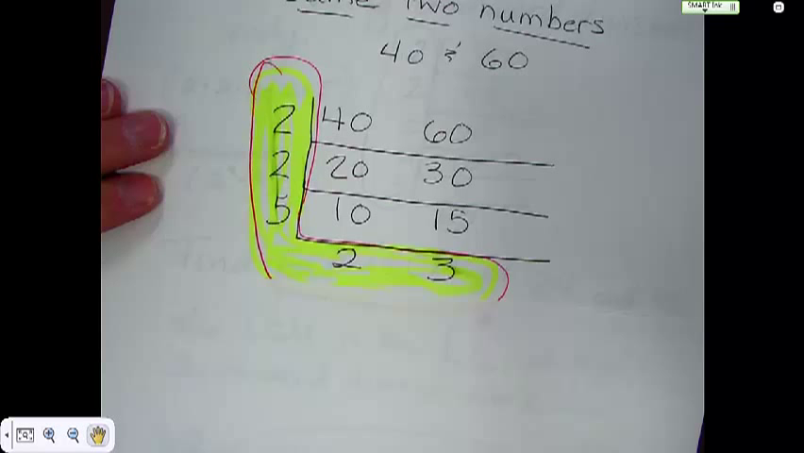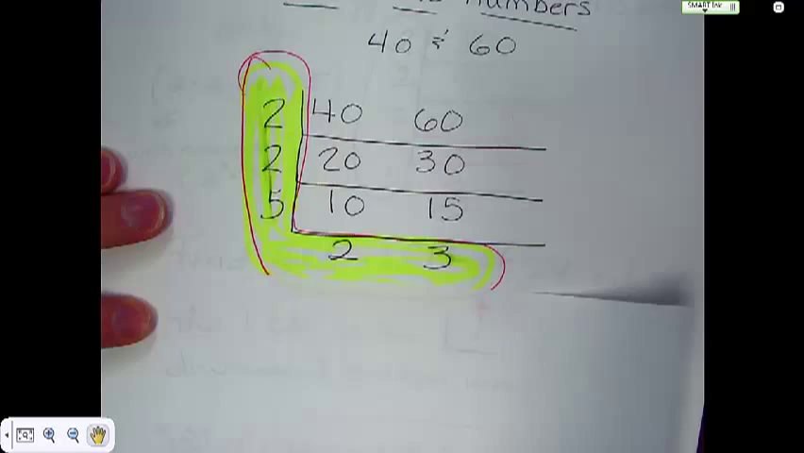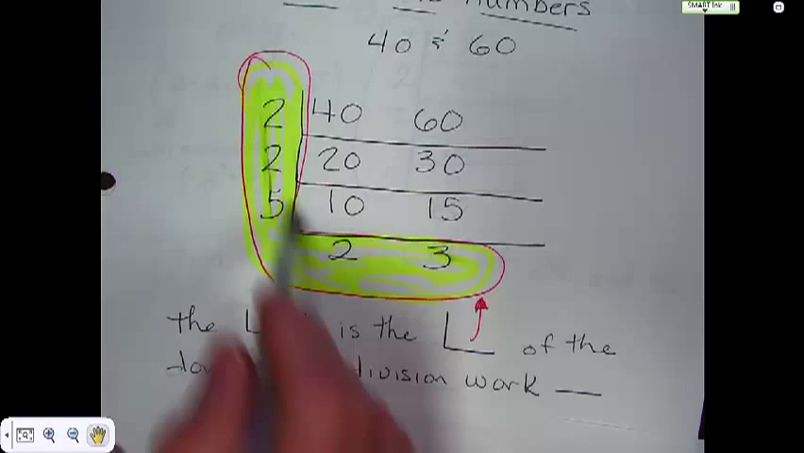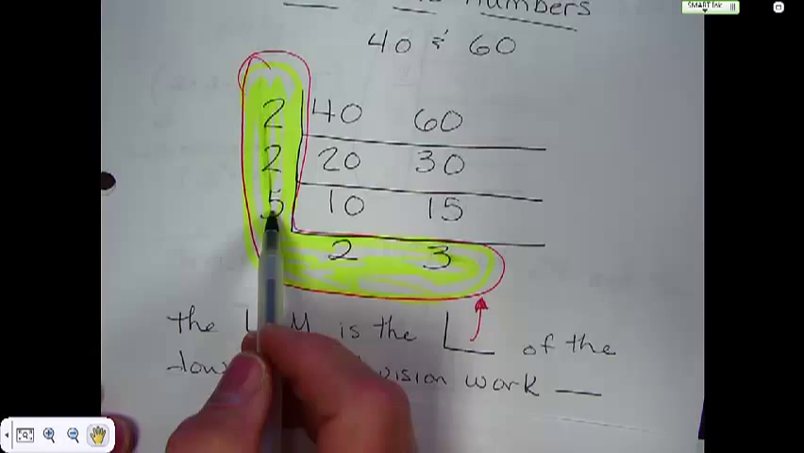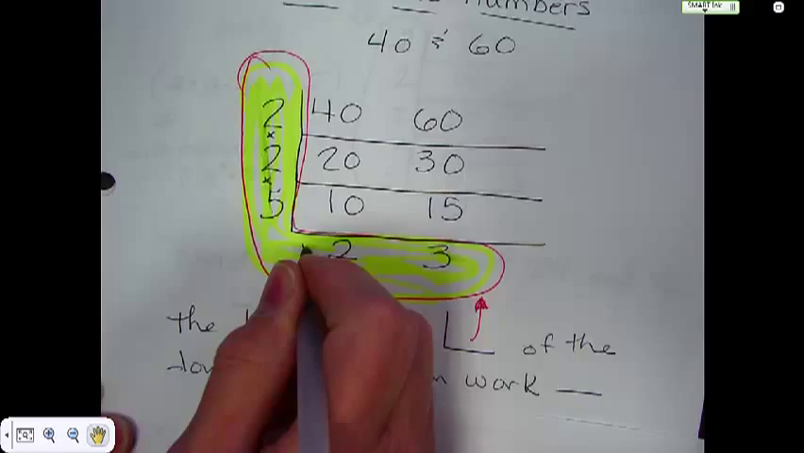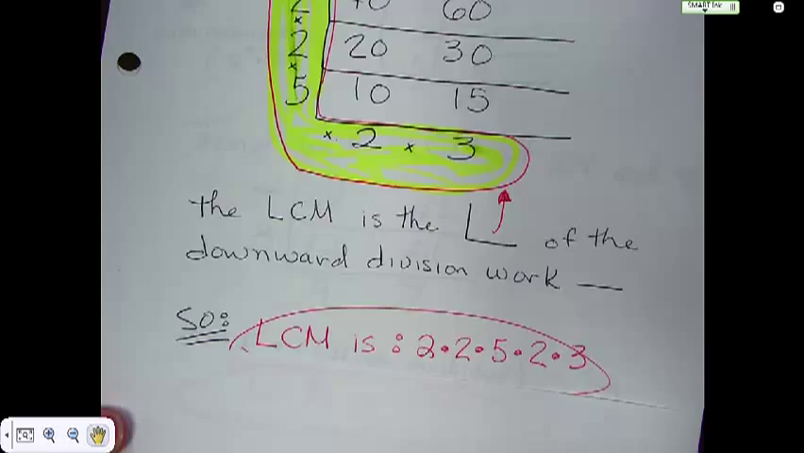Only this time we want the least common multiple. Okay? So, with the least common multiple, we look at this shape here, the L. The L stands for least. Think L for least. Alrighty, you have 2 times 2 times 5 times 2 times 3. I just put little multiplication signs right here. And then you could write it down. So the LCM is 2 times 2 times 5 times 2 times 3.